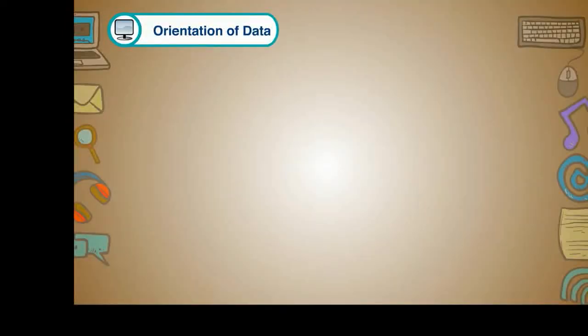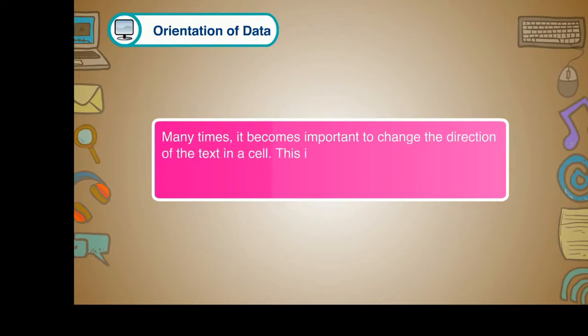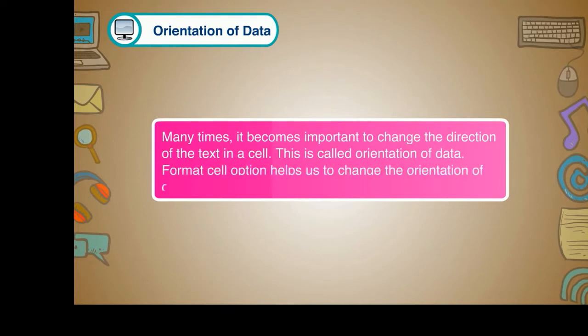Orientation of data. Many times, it becomes important to change the direction of the text in a cell. This is called orientation of data. Format Cell option helps us to change the orientation of data into a cell.